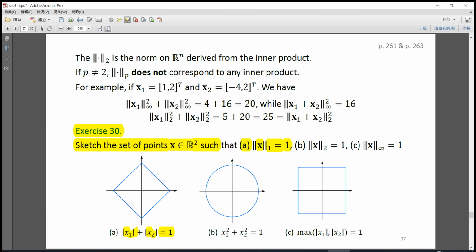Next, we consider the two norm of x equals 1, which corresponds to the equation the square of x1 plus the square of x2 equals 1, which is the equation for a circle. Thus, the set of points in R2 satisfying this equation is a circle. Next, we consider the third condition, the infinity norm of x equals 1, which corresponds to the max of the absolute value of x1 and the absolute value of x2 equals 1. And the set of all points in R2 satisfying this equation correspond to a square in R2.